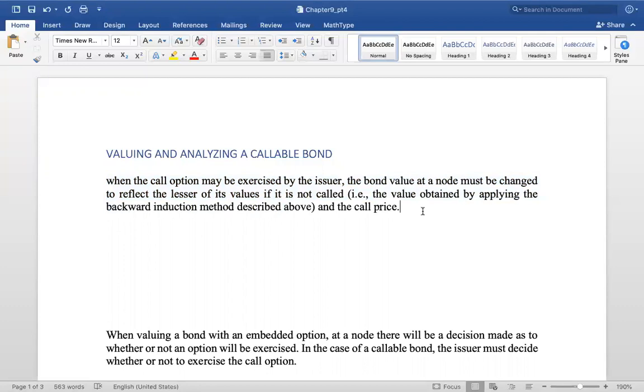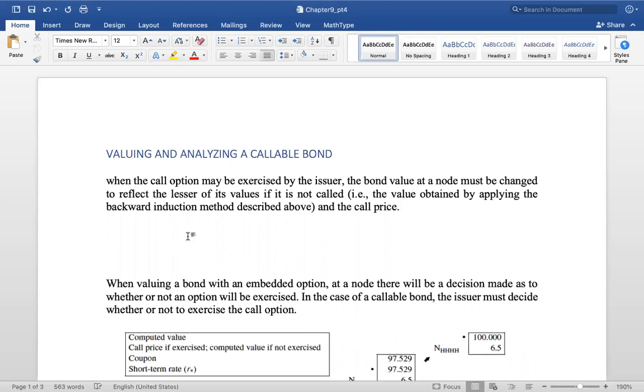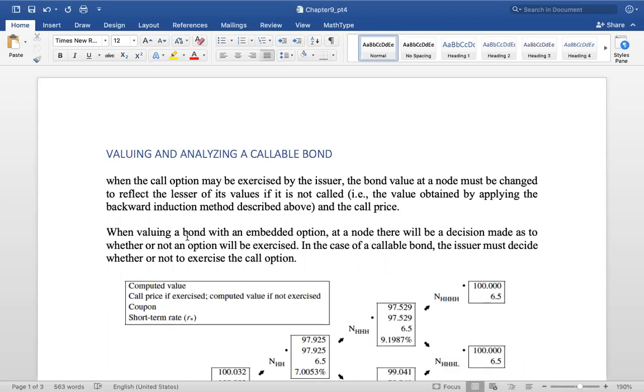As explained earlier, at a node, either a random event or a decision must be made. In constructing a binomial interest rate tree, there is a random event at a node. When valuing a bond with an embedded option, at the node there will be a decision, and that decision is whether or not an option will be exercised. In the case of a callable bond, the issuer must decide whether or not to exercise the call option.